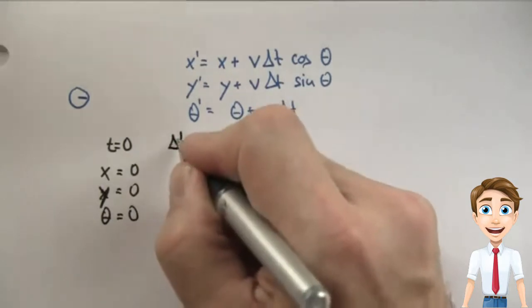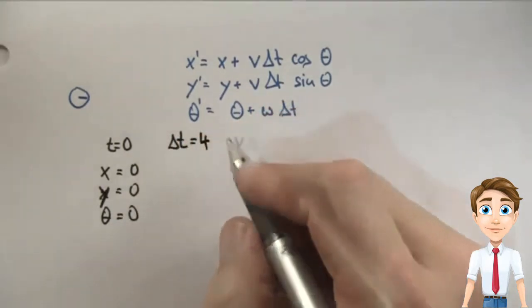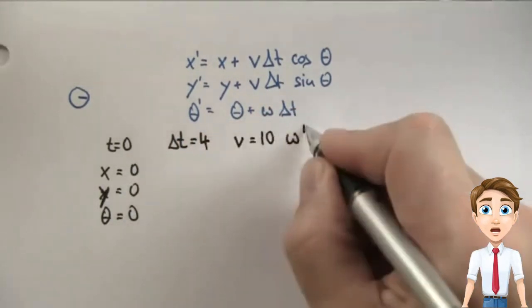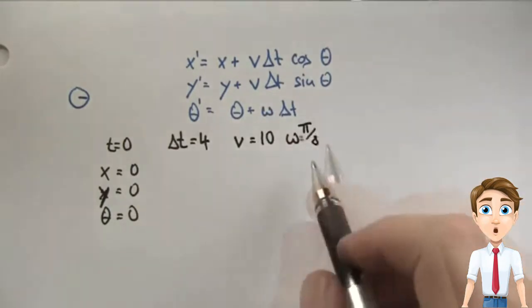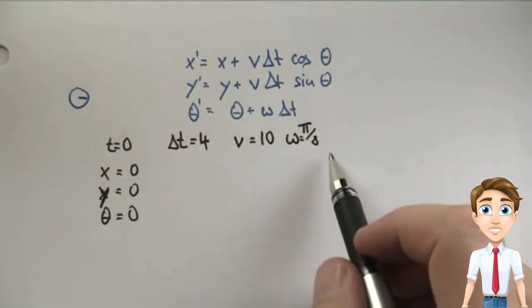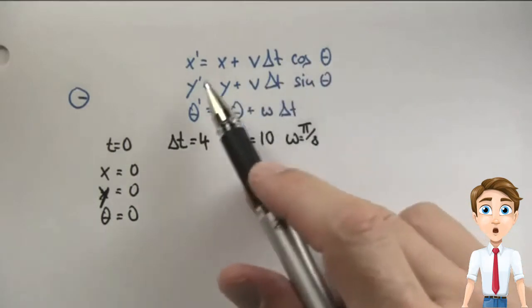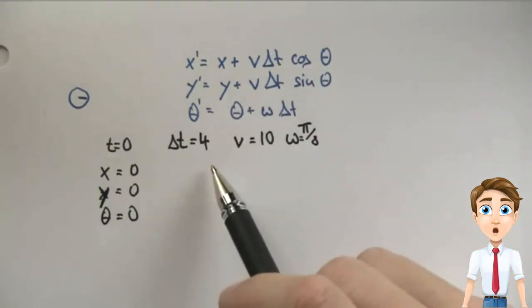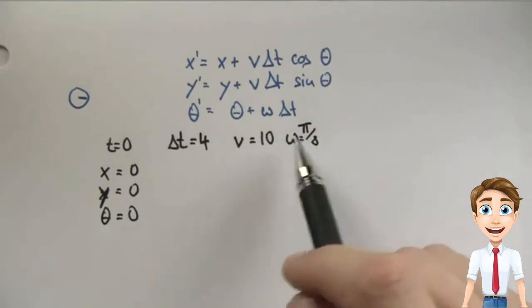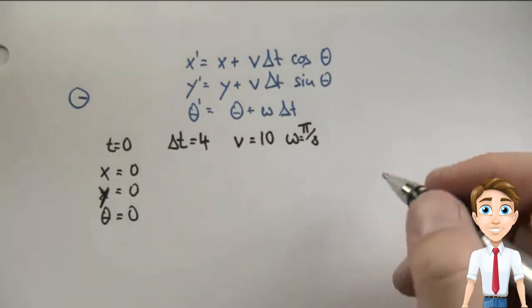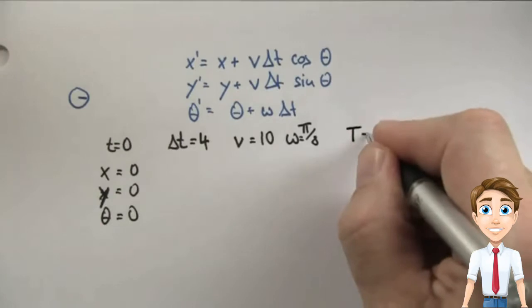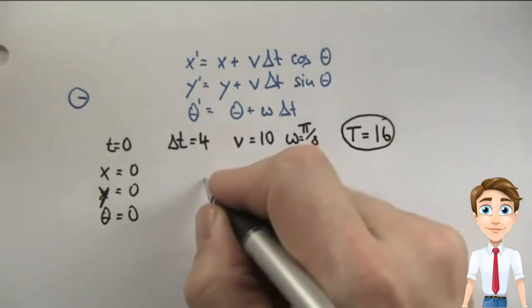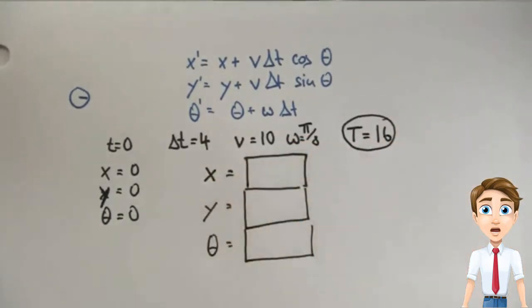Delta t equals 4, I'm going to omit the units over here, v equals 10, and omega is pi/8, which is 22.5 degrees. Assuming we run one of these simulations exactly every 4 time steps, I would like to know what the robot state is after 4 of those updates, or put differently, total time of 16. So please tell me what x will be, y, and theta.